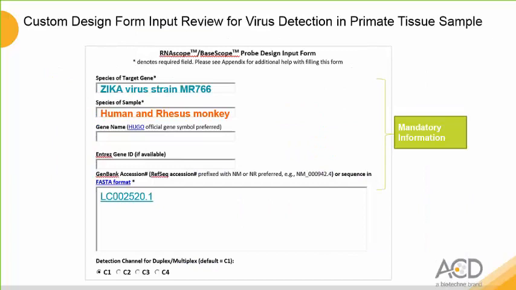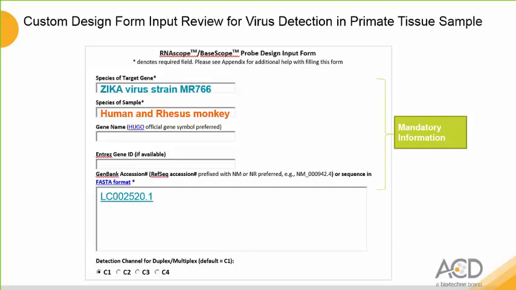So when you request a virus probe, please do not forget to include the species of the host or your sample that's going to be stained. This way we can design the probe not to cross-detect any host RNA.